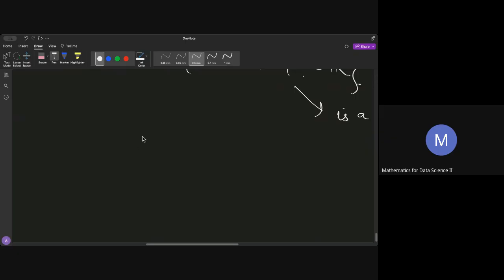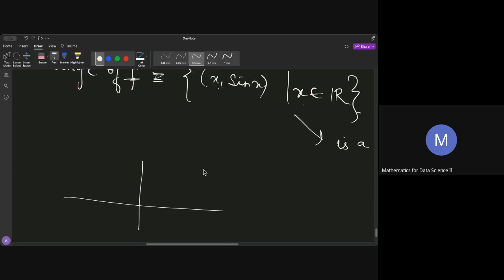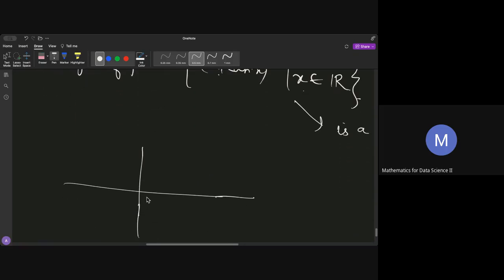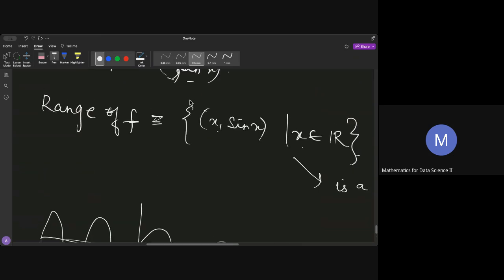So if you'll have R2, what's the range of f? Range of f is x comma sin x, right? So the collection of these type of points is this, right? The graph of sin x is the collection of these kinds of points, right?